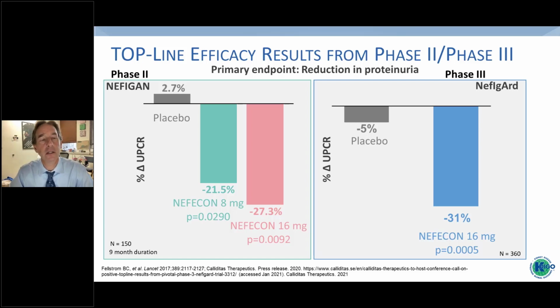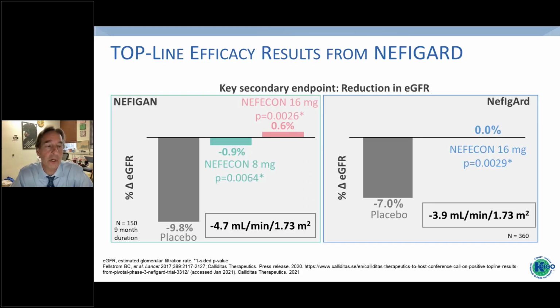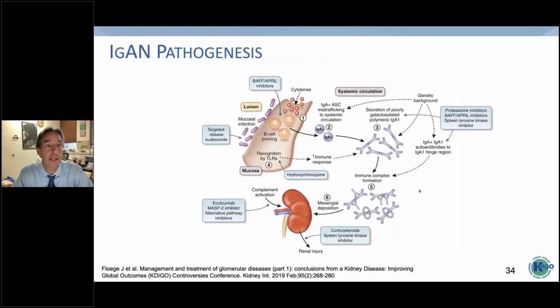And the initial data looked like this, where on the left-hand side was that phase 2 data showing the different doses of this targeted budesonide reducing proteinuria after 9 months of therapy. And in the phase 3 study on the right, there was similar reduction of proteinuria compared to placebo at 9 months. And again, very importantly, the preservation of GFR on the left-hand side seen in the phase 2 study was also recreated in the phase 3 study, where there was a 7% reduction in GFR in the placebo patients, standard of care patients, at 9 months, and no reduction in GFR in those patients on study drug. So again, very exciting early data with the opportunity to use this agent in the United States.